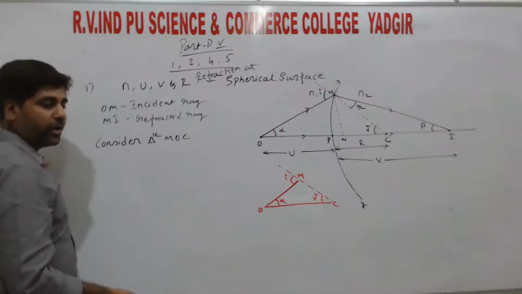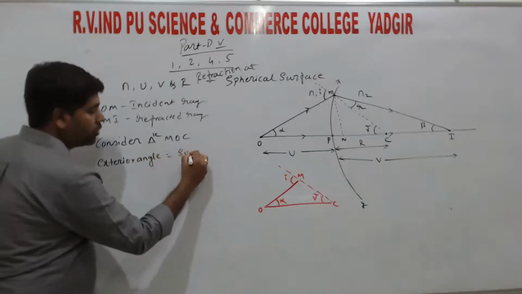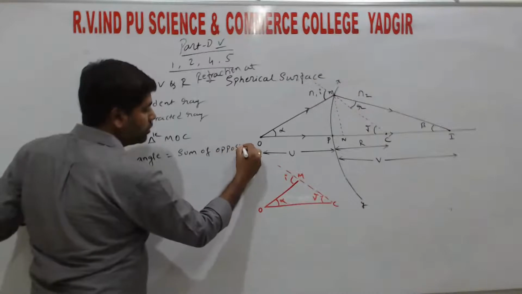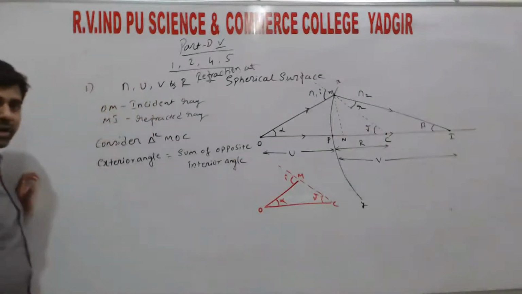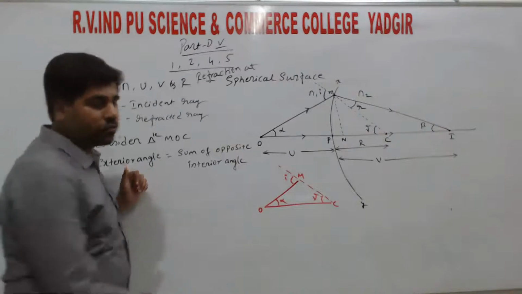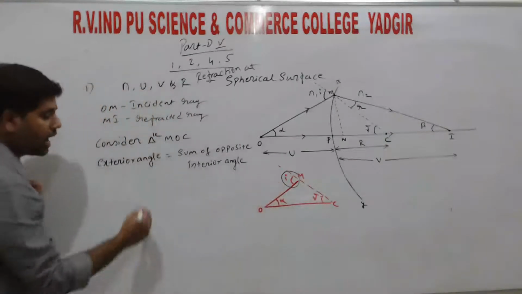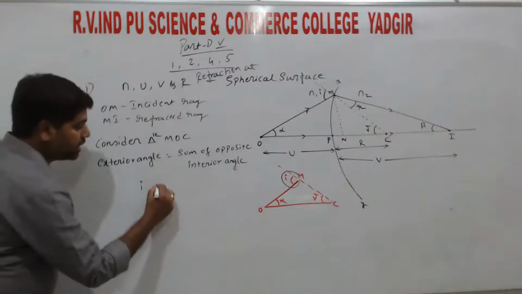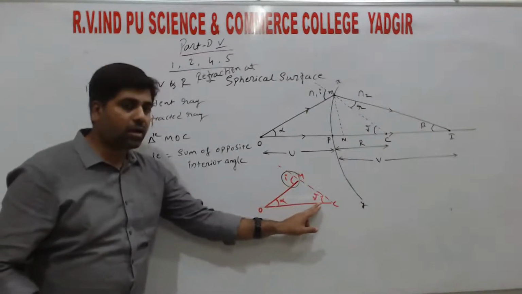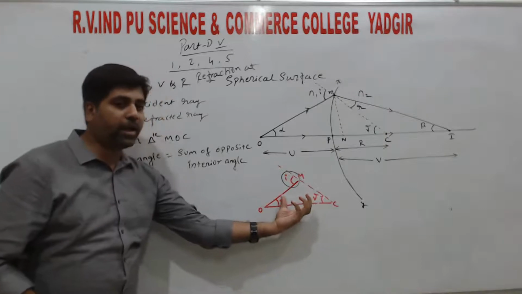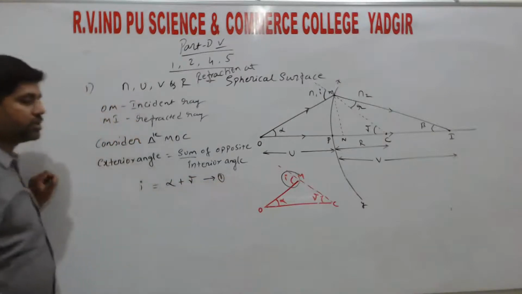Again from the geometry, the exterior angle is equal to the sum of the opposite interior angles. This comes from maths, from geometry, the triangle rules. In the triangle MOC, the exterior angle, nothing but the outside angle, is i. The angle of incidence is the exterior angle i, which is equal to the sum of the opposite interior angles, alpha and gamma. So i equals alpha plus gamma, calling this the first equation.